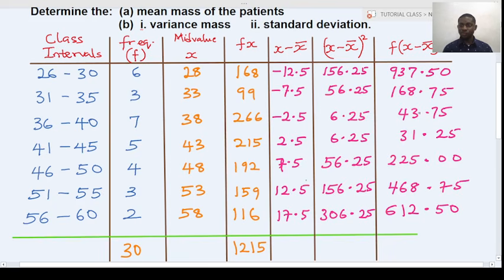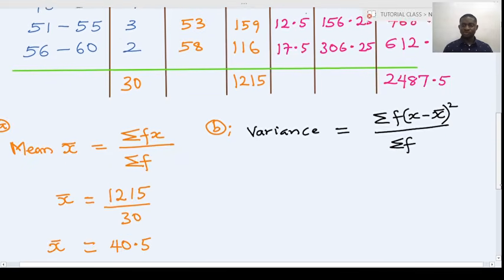937.5, 168.75, 43.75, 31.25, 225.0, 468.75, 612.50. We add all this together, and it gives us 2487.5. If you cross-check that, you can see that we're on the same page. Remember we are going to need that for our variance. We then go to our variance.